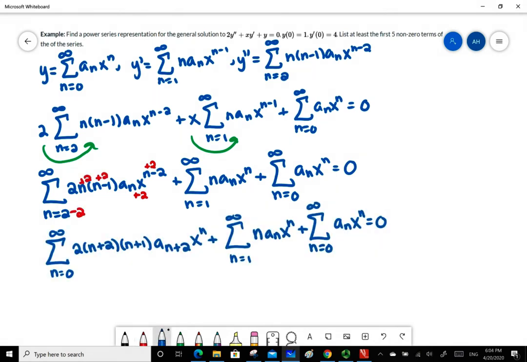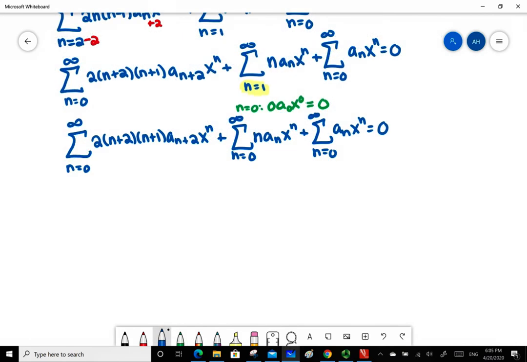Now, to make all the series start at the same n value, we should first check to see if we can change the starting value of the middle series to n equals 0 without adding any non-zero terms. We're in luck. When n equals 0, we get 0 times a sub 0 x to the 0, which is just 0. So we can safely rewrite the series as starting at 0 instead of 1. Now we can combine all three series together.